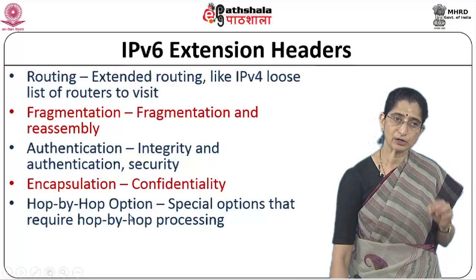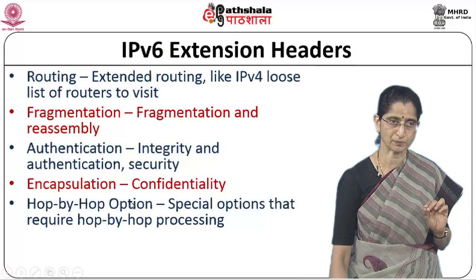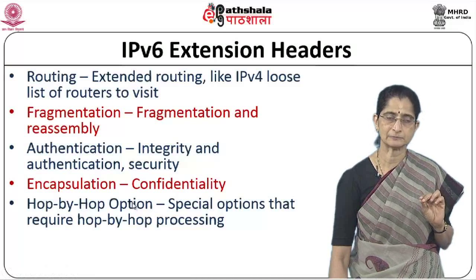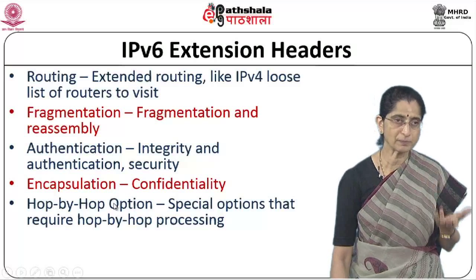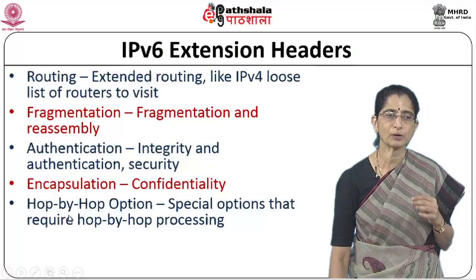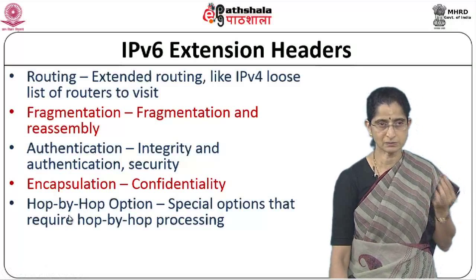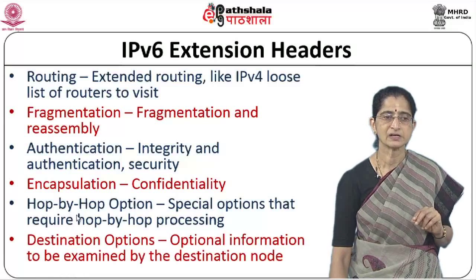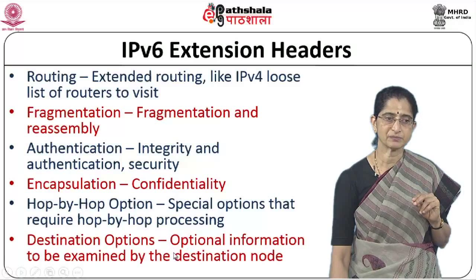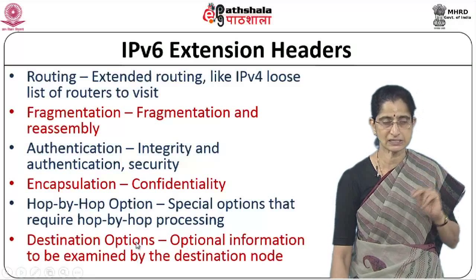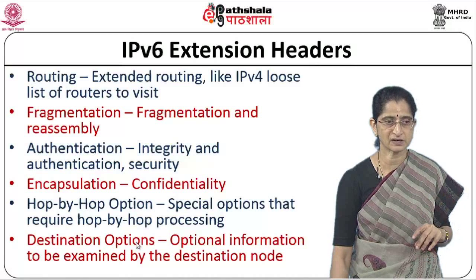Okay. And then there is something called a hop by hop option. These are special options that require hop by hop processing. Now you will find that most of the extension headers except one or two will not be processed at every router. So this hop by hop option is one of that kind, the one that needs to be processed at every hop, so that some special information may be specified in that. Similarly, you have something called destination options. Again, this is optional information. This is to be examined by the destination node. Okay, so these are the types of extension headers that we have.